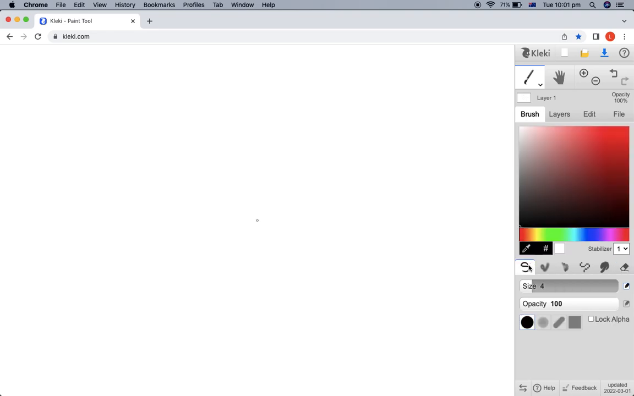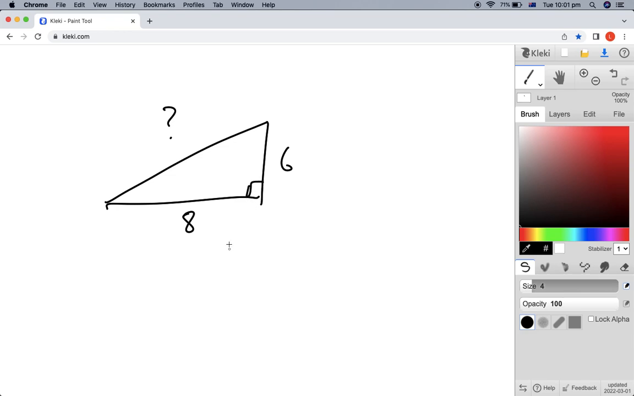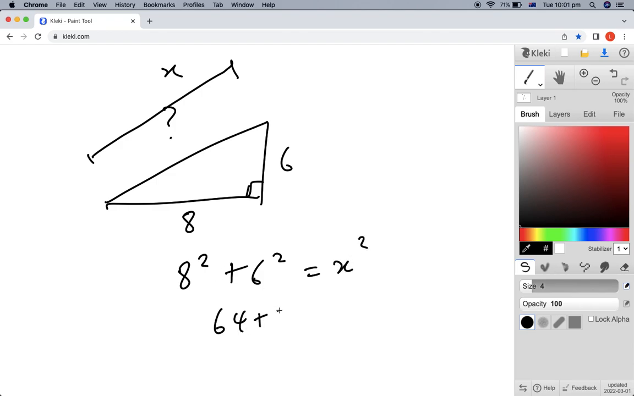Let's say we are given a triangle where we have, let me think, 8 and 6. What is this missing side? We know it's a right angle triangle, so 8 squared plus 6 squared equals, and we can call it c. We can even call this side length x, right? x squared. So that means 64 plus 36 equals 100, equals x squared. So x squared equals 100, therefore x equals 10, because x is greater than 0.